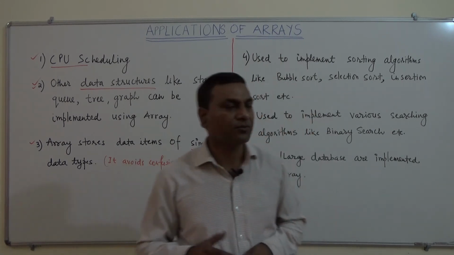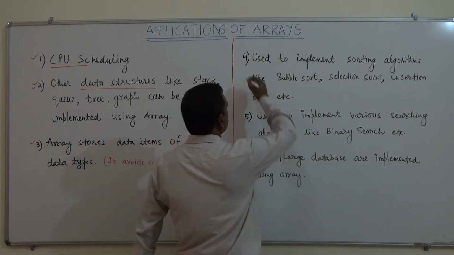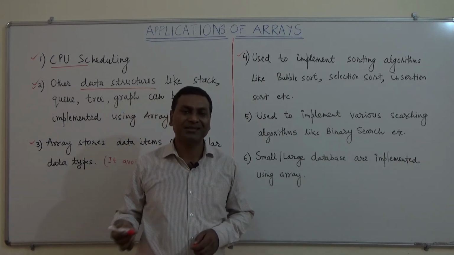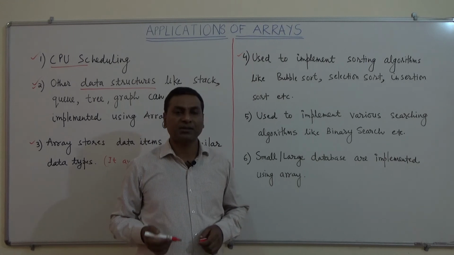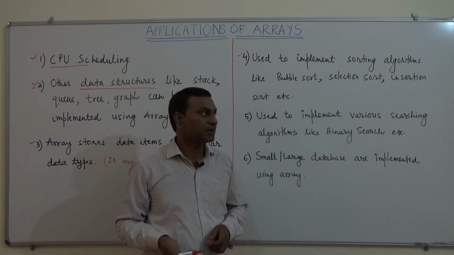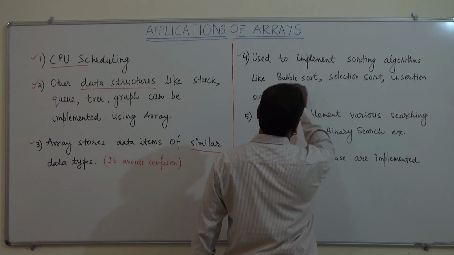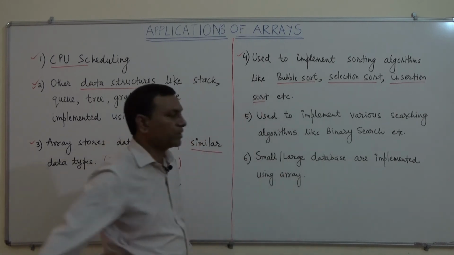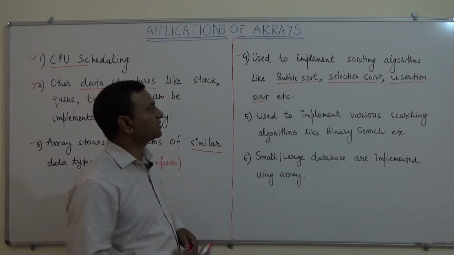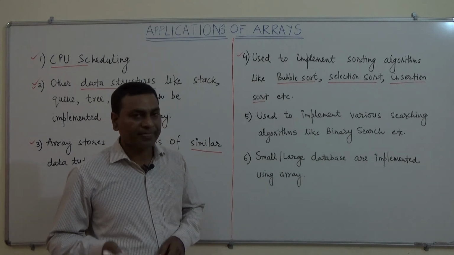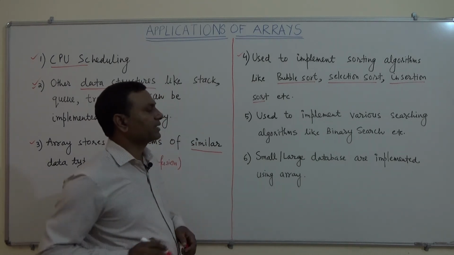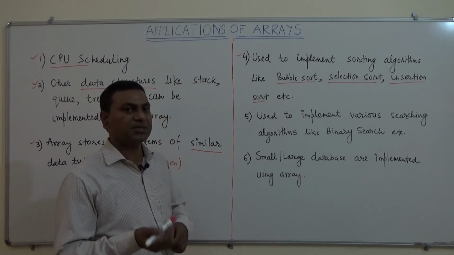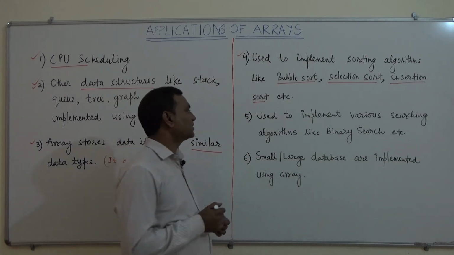Now the fourth application is, it can be used to implement various sorting algorithms that we study in data structures like bubble sort, quick sort, insertion sort, selection sort. All the sorting algorithms can be implemented by using the array in a very simple way, and we can understand the programming with the help of these sorting algorithms using the array. So this is the fourth application.